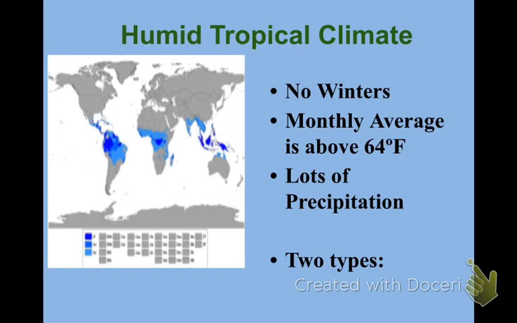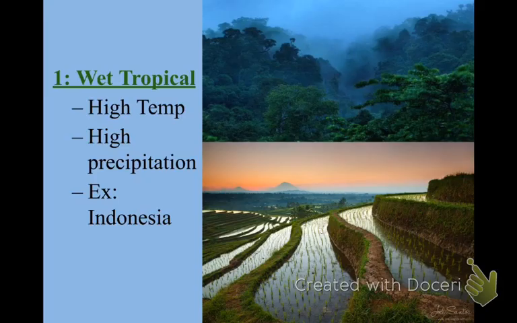Now, he breaks the humid tropical group up into 2 subcategories. So the first type of humid tropical is called wet tropical. So wet tropical, based on the name, is going to have very warm temperatures, and it's going to have a lot of moisture, a lot of rain. And so you can see that here.